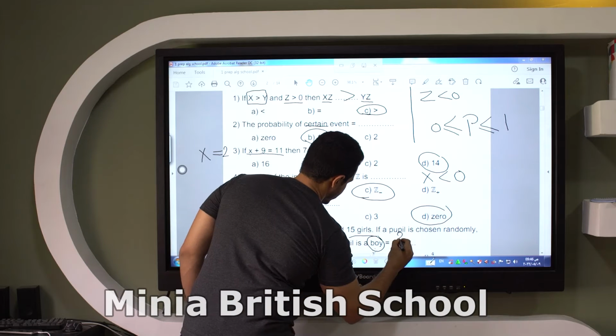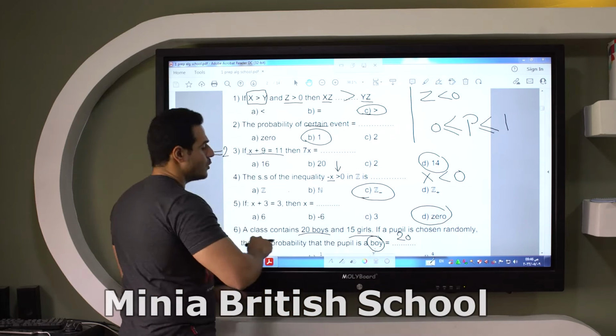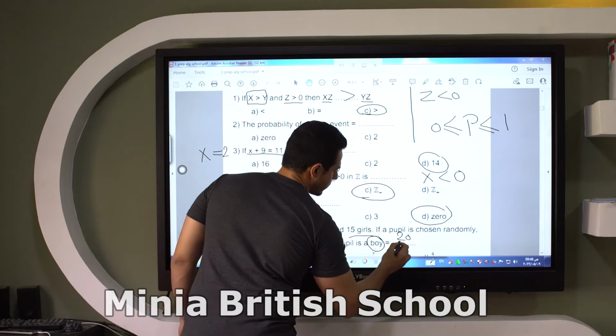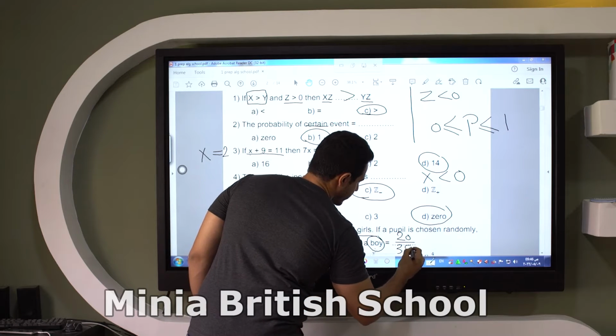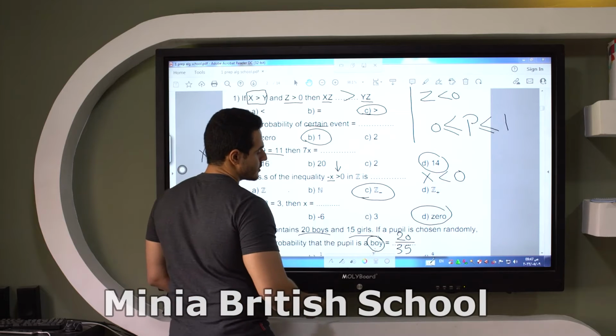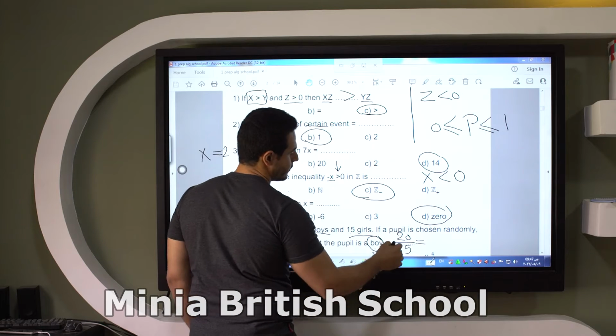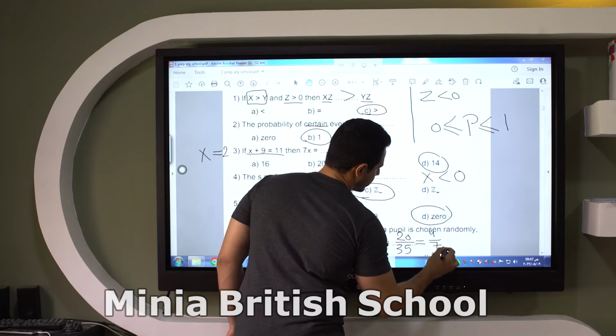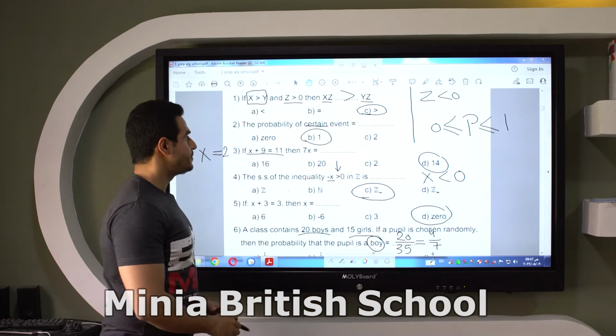It's 20 over the total number of pupils. It will be 20 plus 15 equals 35. Let's write this number in the simplest form. 20 over 35, divided by 5 up and down, equals 4 over 7. Okay?